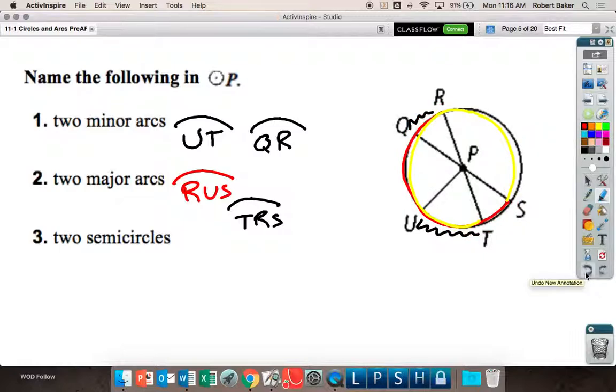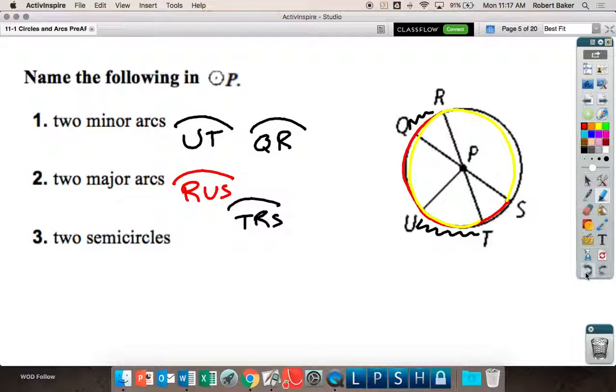Okay, so there should be a small disclaimer here that says assume that RT is a diameter and assume that QS is a diameter. Okay, I'm going to throw that out there. So now I need you to name 2 semicircles.